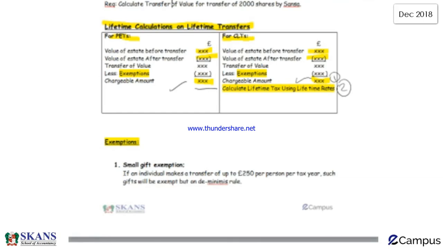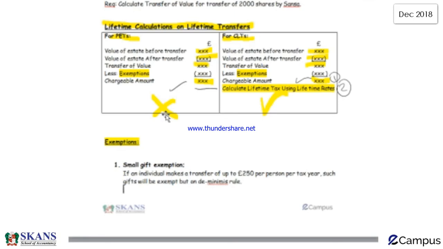So once we have calculated the transfer of value, either PET or CLT, the next thing is to consider the available exemptions, and the remainder is the chargeable amount, which would attract a lifetime tax in the case of CLT, but in the case of PET, there would not be any lifetime tax. So in both cases, we need the chargeable amount, and in order to calculate that, you should know the criteria to claim exemptions. For that, let's have a look at exemptions.